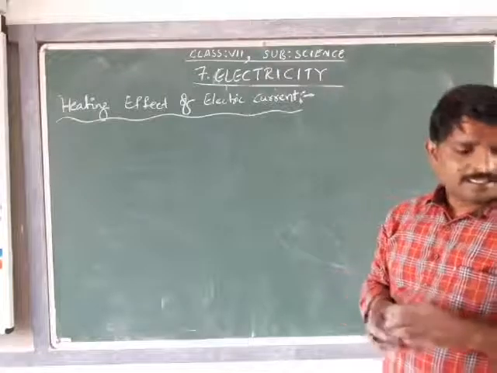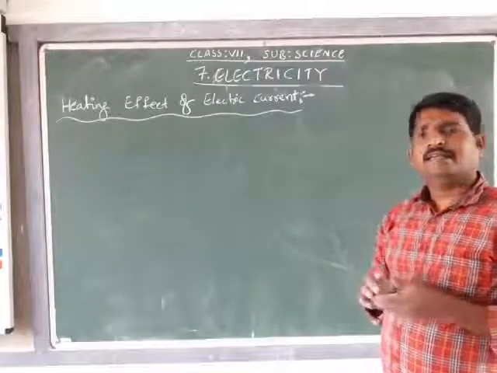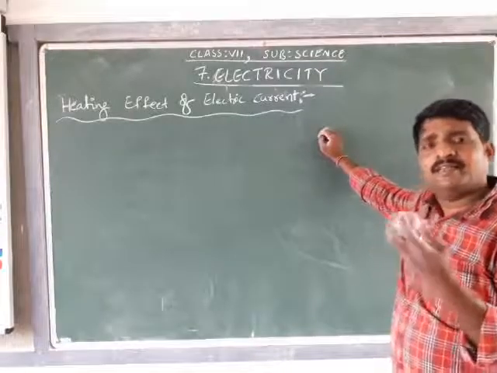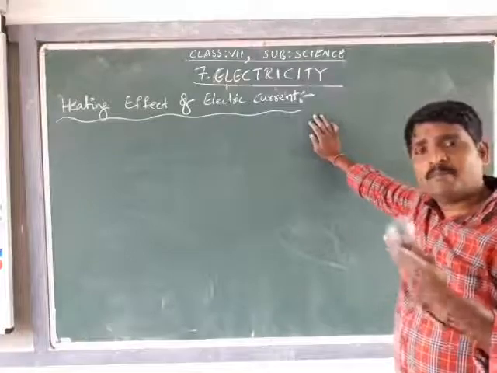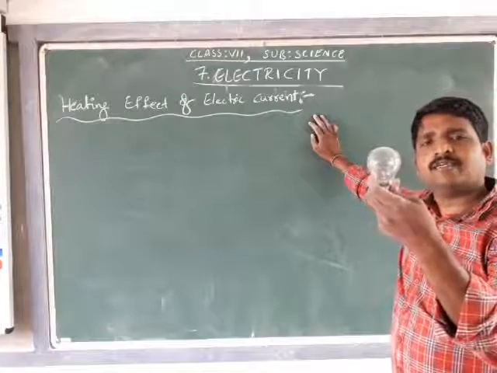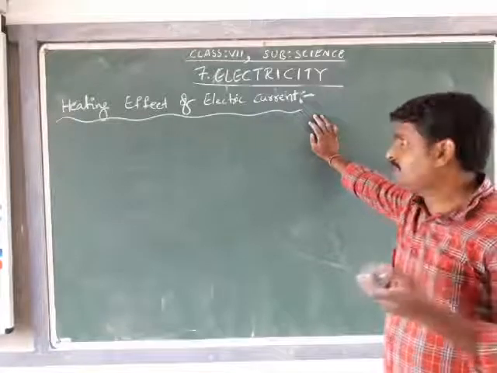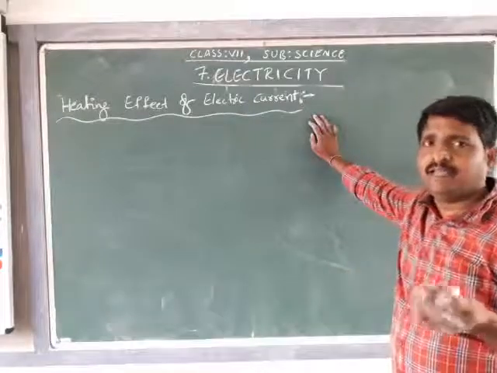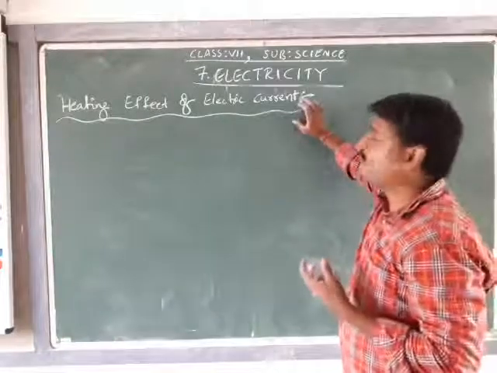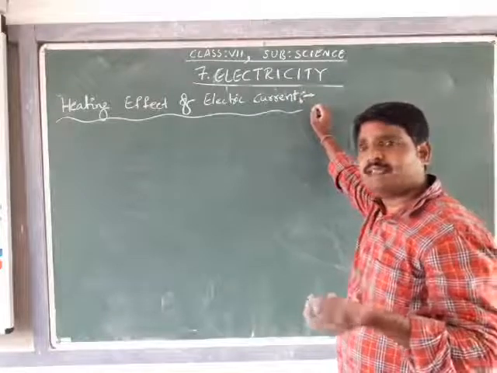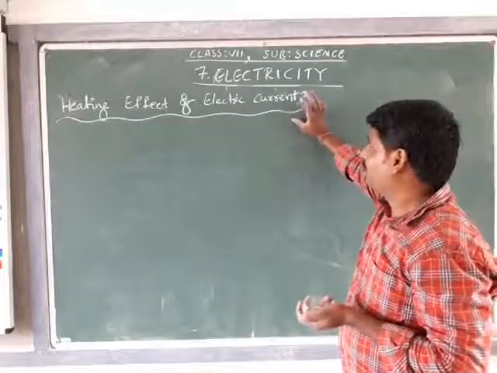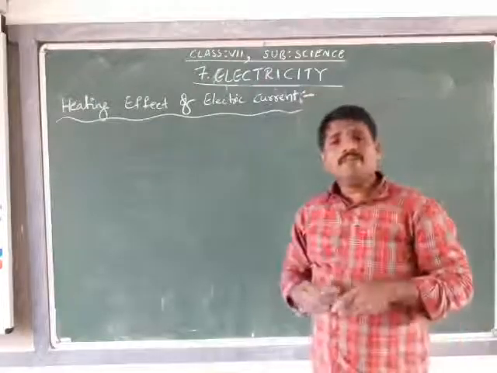This is our heating effect. In some devices, the heating effect of electric current enables their functionality, such as the bulb, iron box, water heater, geyser, cooker, electric heater, and electric cooker. In these, the filament gets heated and enables the functionality of that device.